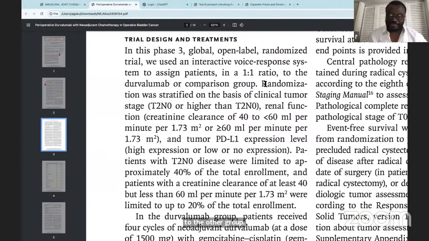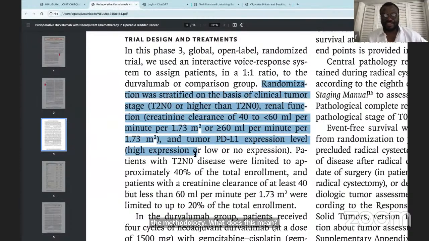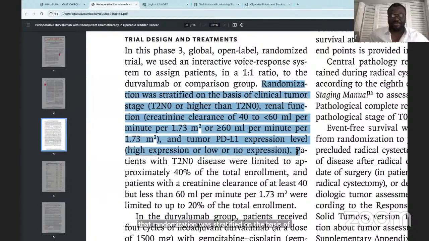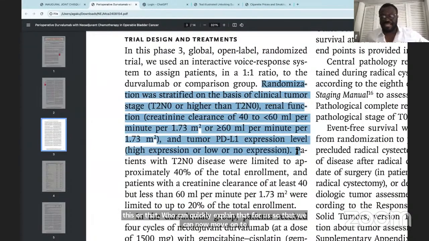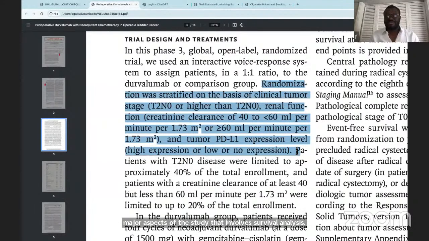Now let's move on to the next part of the methodology. What does this mean, that randomization was stratified on the basis of this, or this? Who can quickly explain that for us so that we can now move on to the major aspects of the study that involves survival analysis? So what does this mean in practice? Imagine that we're back in time and we're doing this in practice. What does this mean in practical terms? What did they do?